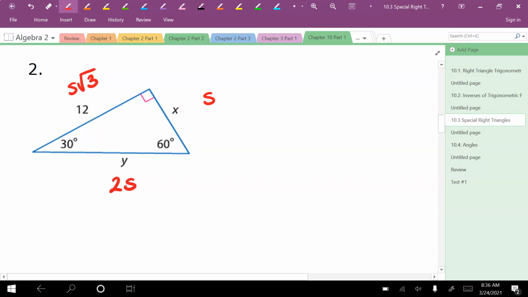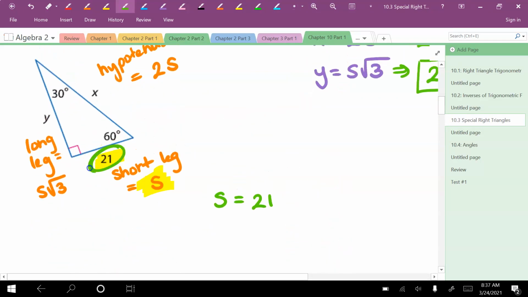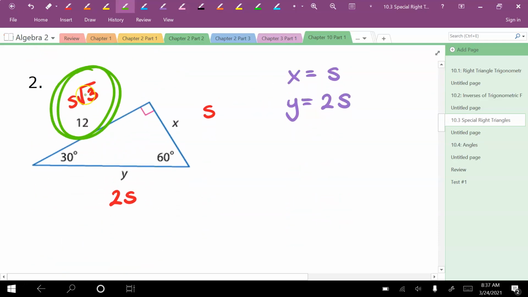Okay, on this one, they did not give me the S value right away. I have X is whatever S comes out to be, and then for Y I have to take 2 times my S value. The only side that they give me a measurement for is that 12. And I said that that side is the S square root of 3 side. So, like on the last problem, they gave me the 21, and I said that was equal to S, so I was able to say S equals 21 right away. In this case, I'm going to have to say that S radical 3 equals the 12, and then we're going to have to solve for my S.